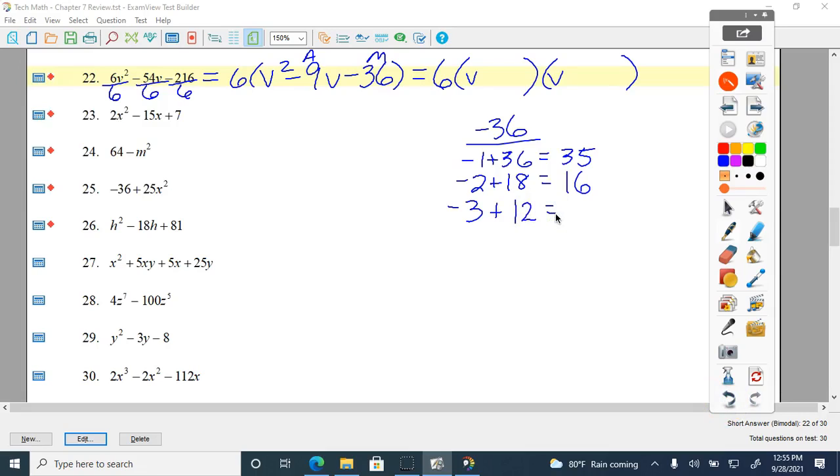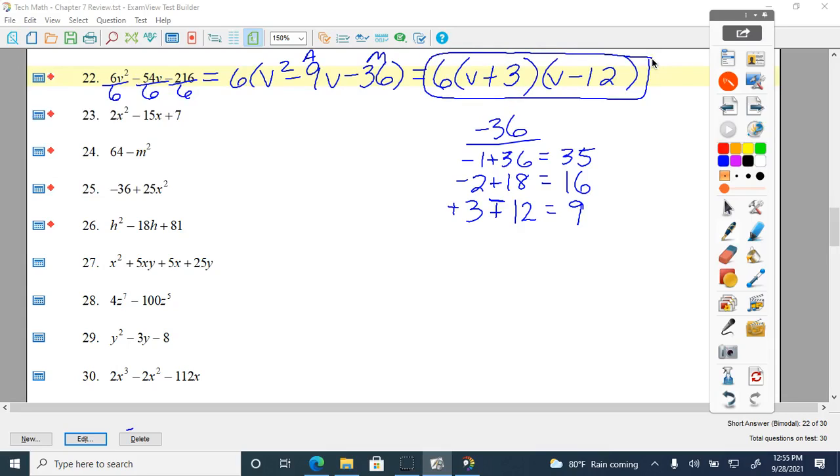That adds up to what? 9. So we got 9, but we need it to be what? Negative 9. So no big deal. I just changed the signs of these two numbers. Just change their signs. So it'll be positive 3, negative 12. Everybody good? Okay.